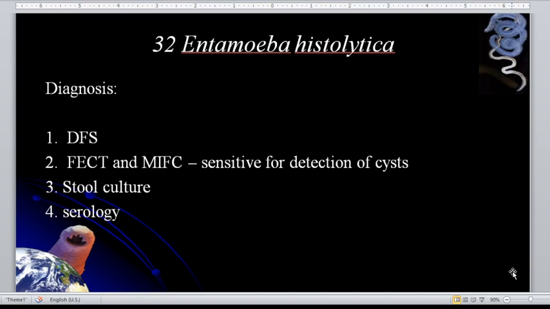Okay, so serology. The serology is the method of choice for amoebic liver abscess, wherein detection of antibodies in the serum is still the diagnostic for this disease.